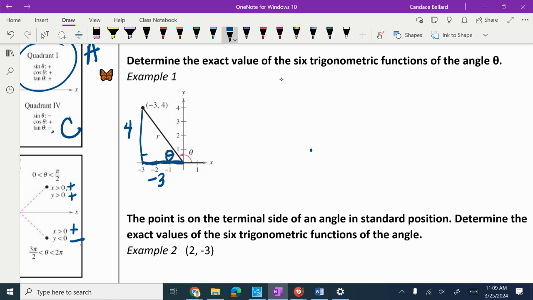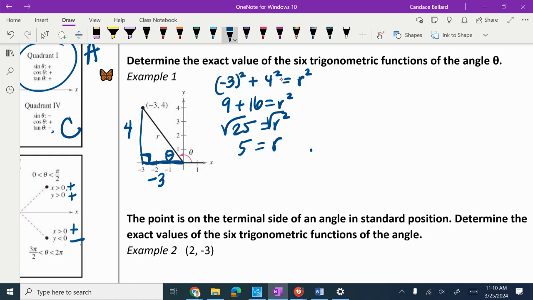This is the angle, and that's the right angle. I need to get that other side. How am I going to get that other side? Yeah, the Pythagorean theorem. So negative 3 squared for a leg, plus 4 squared for a leg, equals r squared, because there's an r on it. What's 3 squared? 9. What's 4 squared? 16. What's 9 plus 16? 25. How do I undo the square? Now, technically, we're supposed to do plus or minus, but if it's on a hypotenuse, it's always, always, always positive.